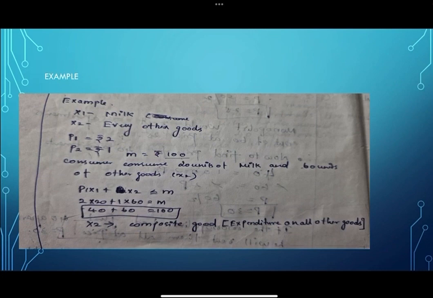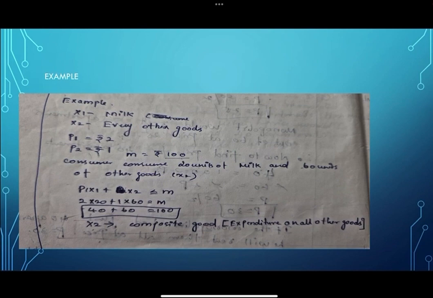So x1 is the particular good on which we are spending our income. x2 is some other good, or all other goods. Price of milk is ₹2, price of the other good is 1, and income is 100. Now the consumer is consuming 20 units of milk and 60 units of other goods. So if you substitute these units in the equation, you will get the amount you have consumed equal to your income. This is called the budget line.